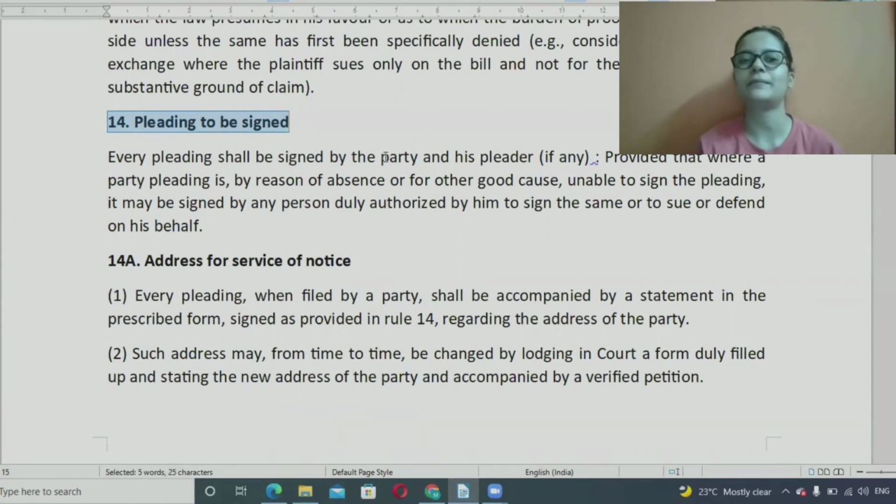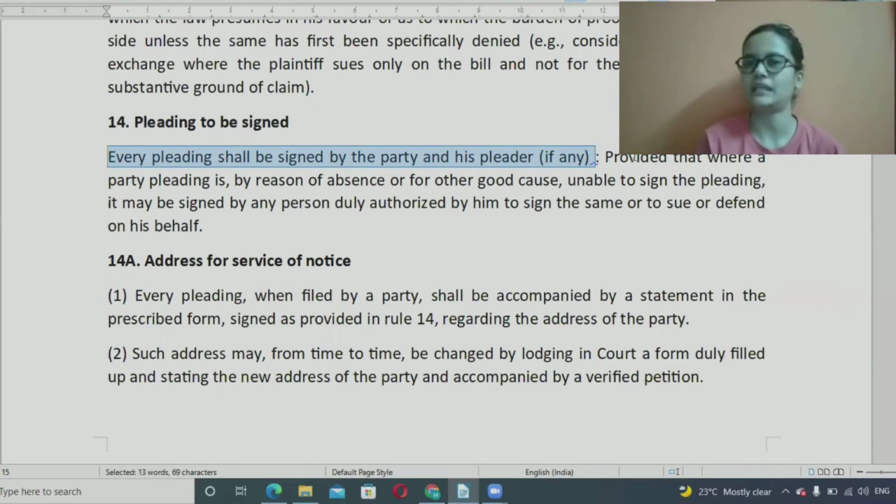Every pleading shall be signed by the party and his pleader, if any. So this is what you were asking, right? Is it necessary to hire one? If any means it's not necessary. If there is a pleader, it has to be signed. Otherwise, the party has to sign it, because we want to ensure that at a later stage, the party doesn't simply say, after wasting a lot of time, that I never filed the case.